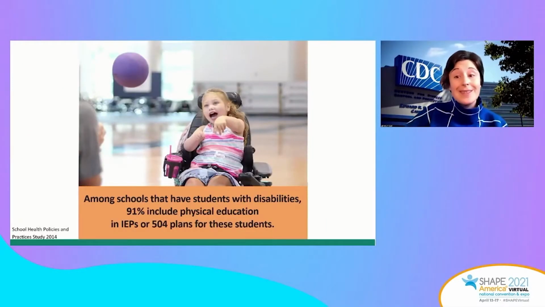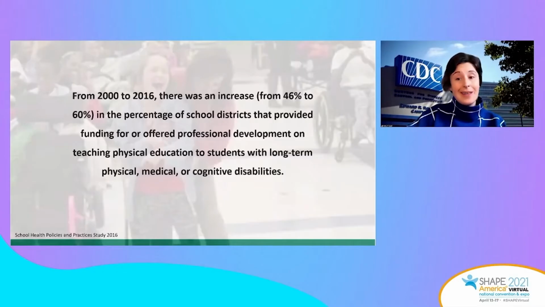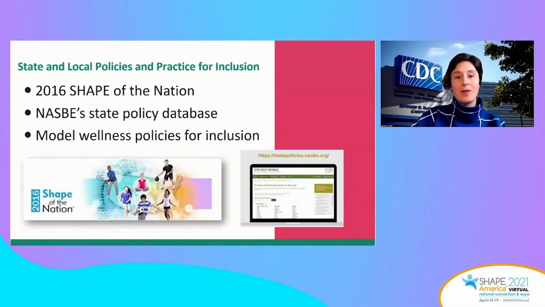To reiterate why this is important that we increase opportunities for adapted physical education, we see that 91% of schools that have students with disabilities include PE in individual education plans for these students. These are customized plans for a student with disabilities that a team within the school comes together to create and review on an ongoing basis and update as needed. To get these types of plans off the ground and implemented, however, resources and professional development is needed. And we've seen an increase in the percentage of school districts that provided funding for professional development on teaching adapted physical education. So that's great.